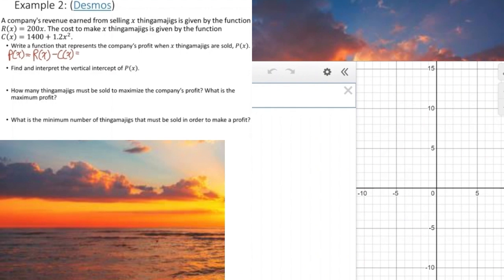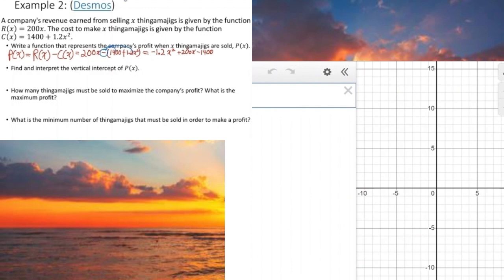R of x is the 200x, and our cost function is 1,400 plus 1.2x squared. Notice how I have parentheses around the cost function. This is because we have to subtract the entirety of the cost function from the revenue. If I don't have parentheses, then it looks like I'm only subtracting 1,400 from our revenue. To simplify, we'll distribute the negative into the parentheses, and at the same time, I'll rearrange the order of the terms. And we get that the equation for our profit function is negative 1.2x squared plus 200x minus 1,400.